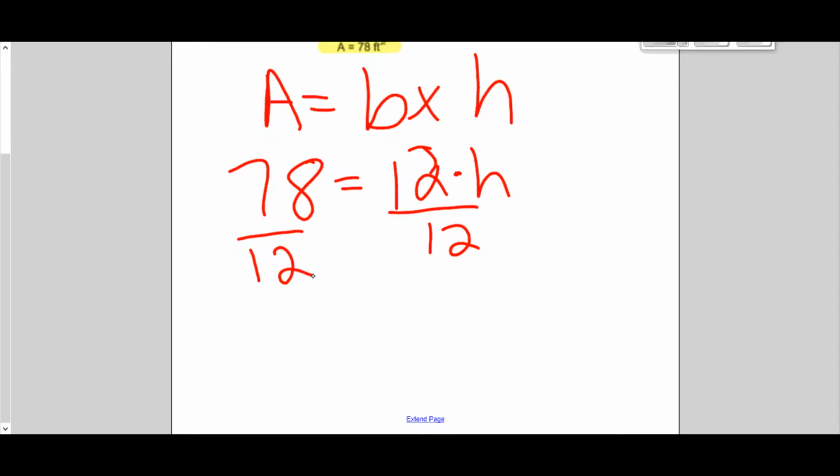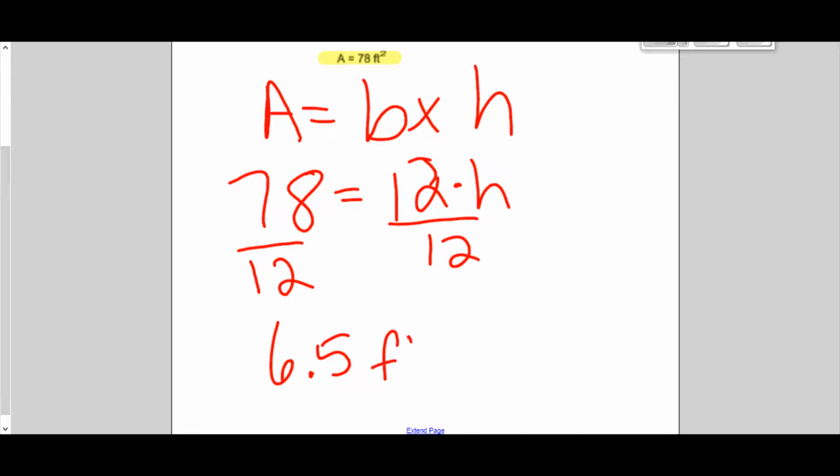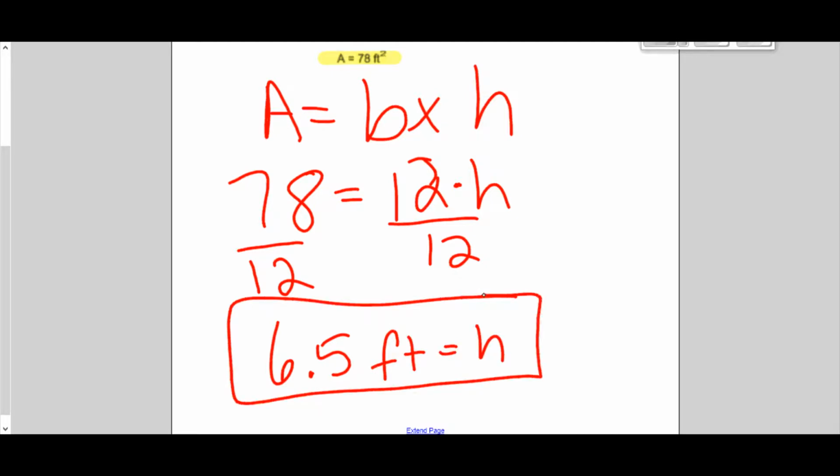And 78 divided by 12 is 6.5. And I think we were dealing with feet here. So this is 6.5 feet equals h. So the height of my parallelogram should be 6.5 feet.